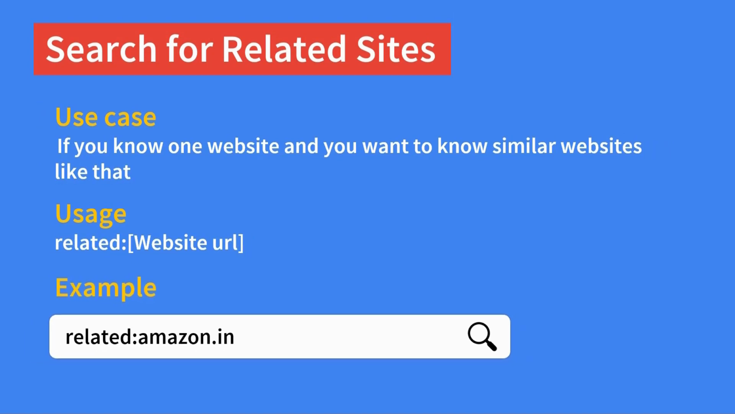Sometimes you encounter one website and you liked it, and you want to know similar websites like that, or vice versa. You didn't like it and you want to look for an alternative to that website. Then Google search has an easy way to find those for you.